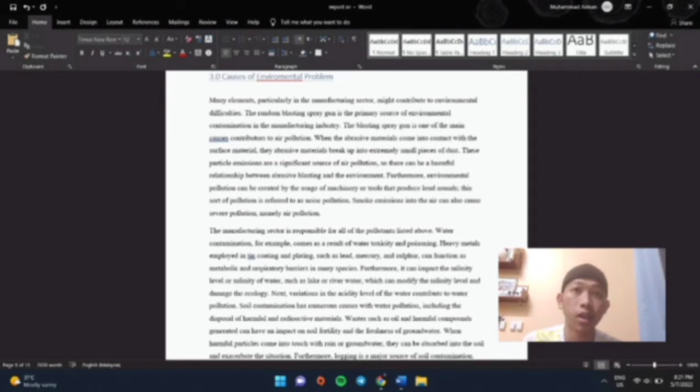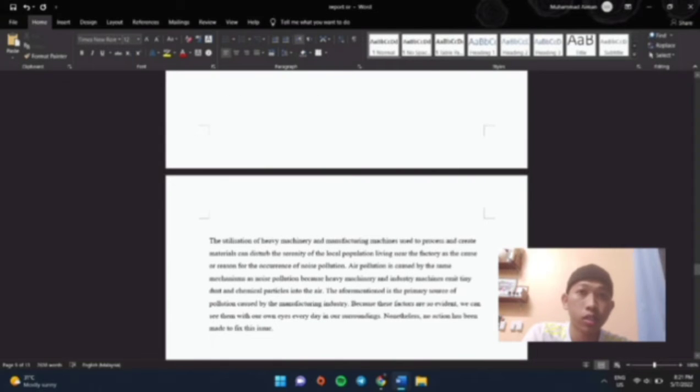Lastly, the cause of noise pollution is the use of heavy machinery and factory machines used to process and make materials, which can disturb the peace of the local community living near the factory. Air pollution also has the same cause as noise pollution, because the processes performed by heavy machinery and factory machines produce dust and chemical particles in small size into the air.